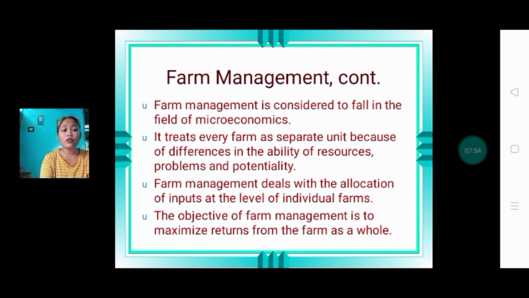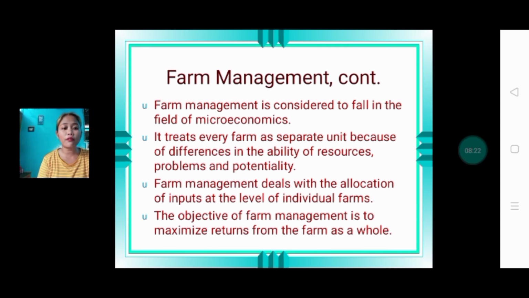Next is farm management constitution. Farm management is considered to fall in the field of microeconomics. It treats every farm as a separate unit because of the difference in the ability of resources, problems, and potentiality. Next, farm management deals with the allocation of inputs at the level of individual farms.